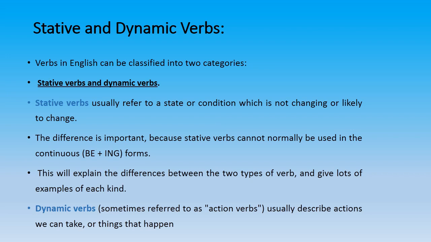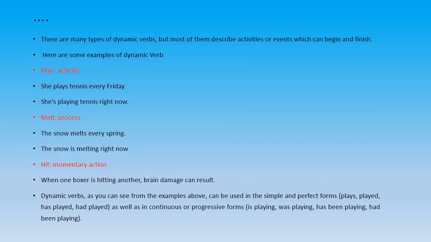And what are dynamic verbs? Dynamic verbs usually describe actions we can take or things that happen. There are many types of dynamic verbs, but most of them describe activities or events which can begin or finish. Here are some examples for you. For example, here is a verb: play. Play. So this word is showing an activity.